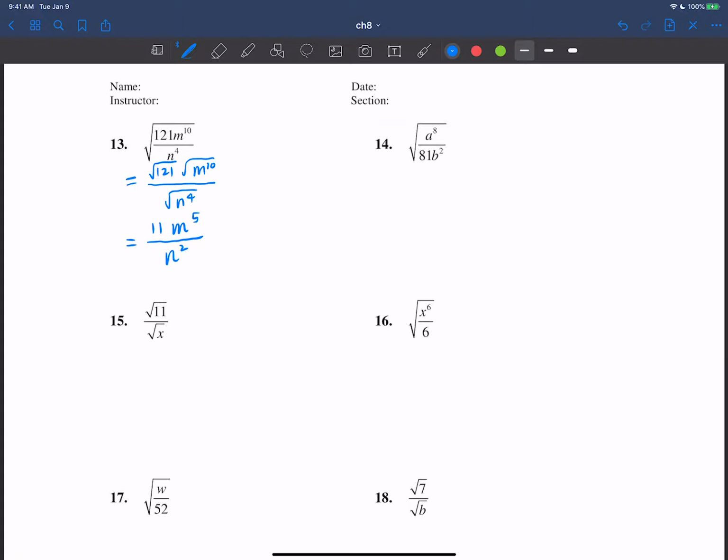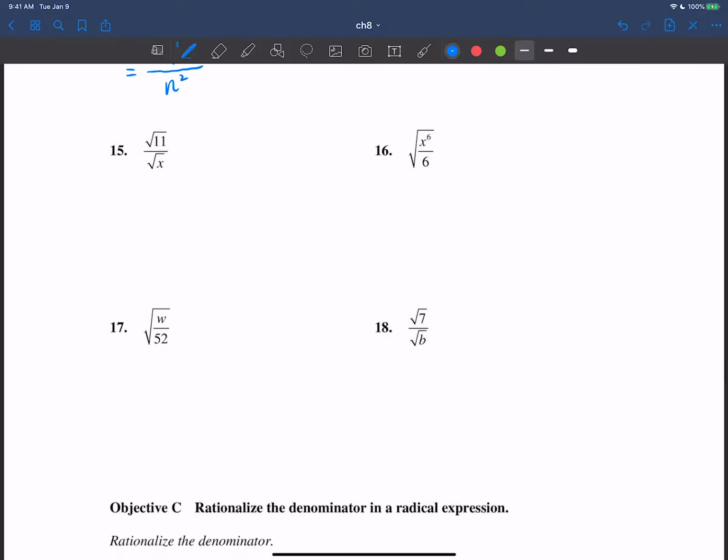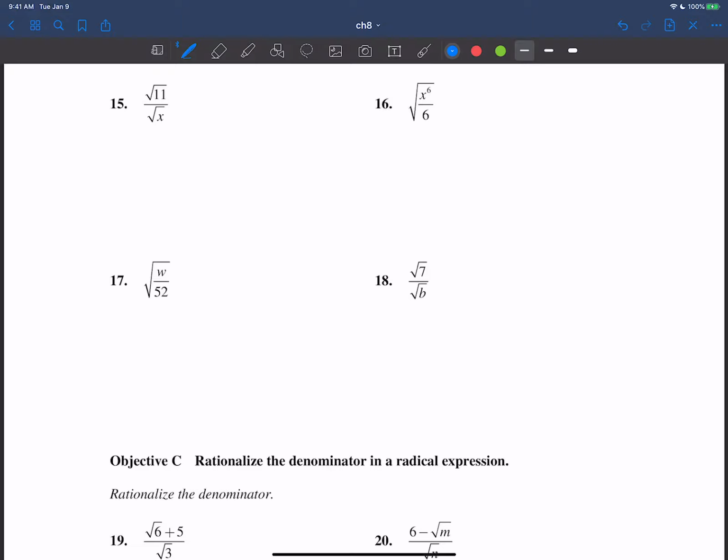Number 15. Radical 11 over radical x. This one, first of all, 11 and x, they don't have any common factors, so we cannot put them together and simplify. Second of all, we have a radical in the denominator, which requires us to do a procedure called rationalization of the denominator. Since we only have a radical factor in the denominator, the way to rationalize this entire expression is simply multiply both top and bottom by the denominator, radical x.